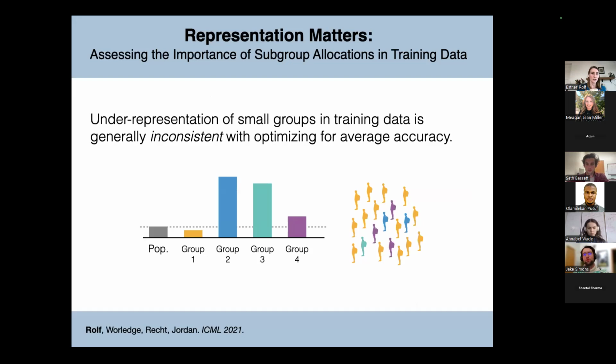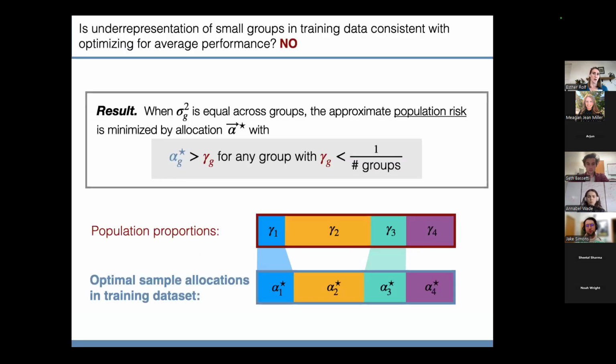And so my collaborators and I asked exactly that question. And we found that underrepresentation of small groups in training data, while it might be a convenient way to sample data, is actually generally inconsistent with optimizing for even an average accuracy objective. And I won't go super deep into the methods here so that we have time for your questions later, but this is kind of what it looks like.